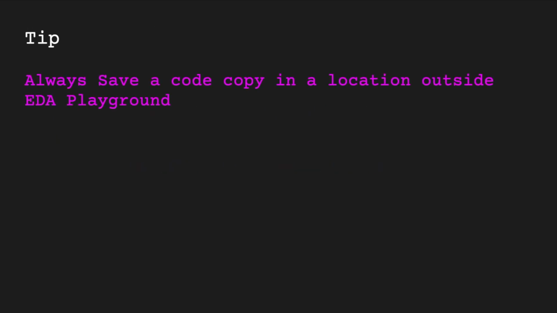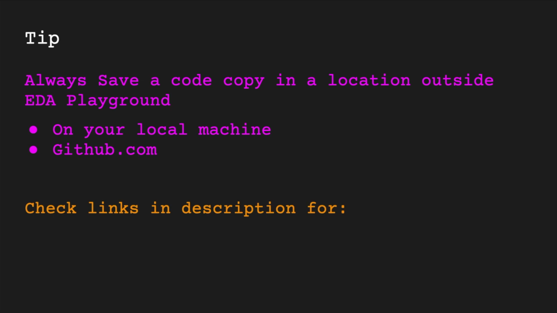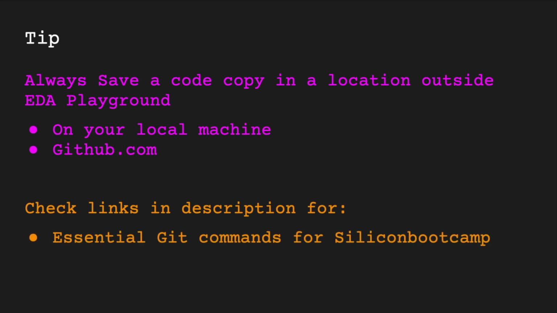A common sense tip is to always save a copy of your code, either on your local machine, which is probably the simplest, or, if you're familiar with GitHub, it's easier to share code that way. We do have a link in the description for the bare bones Git commands you would need to just get going with the Silicon-bootcamp examples.